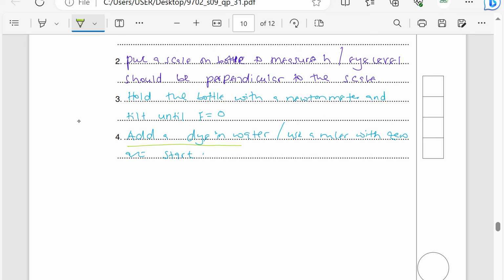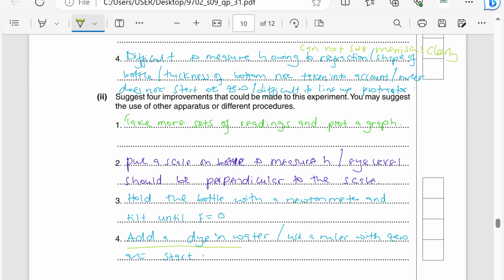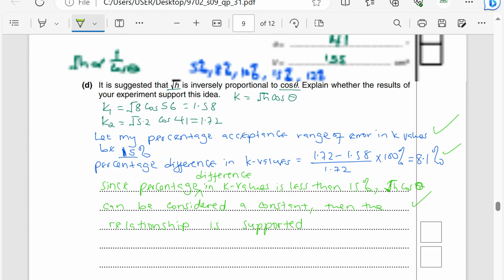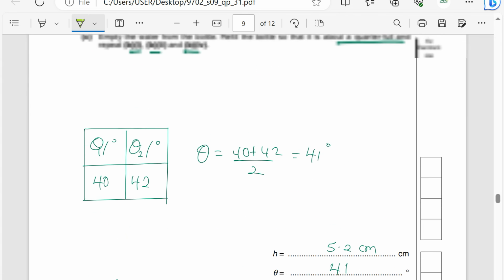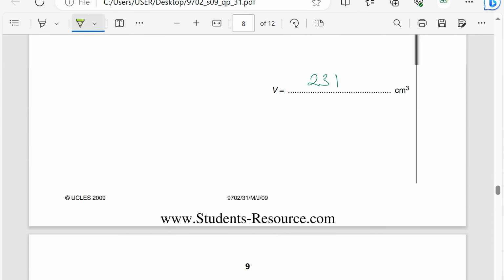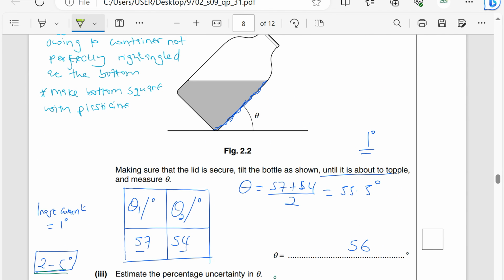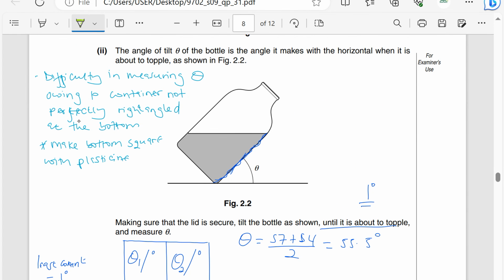Okay, so these are just sample answers. They are really not the same answers for every practical. I'm just showing you how you present your work. It's not a guarantee that they will bring the same questions, the same practical, not at all. You just need to know how to present your work. So here I gave another limitation which could not fit in the space, the difficulty in measuring theta owing to the container not perfectly right angled at the bottom. And I said make the bottom square with the plasticine.